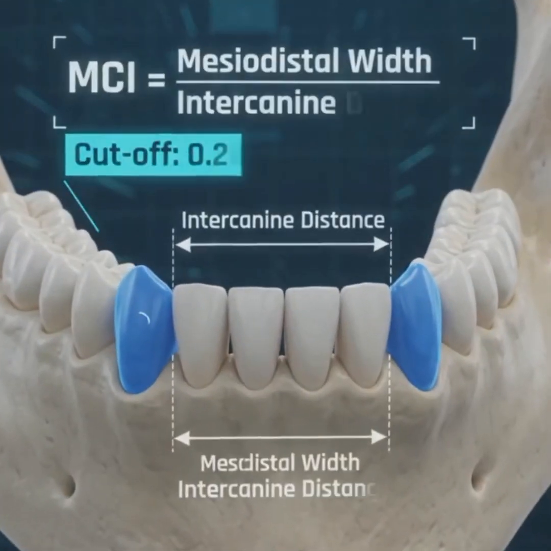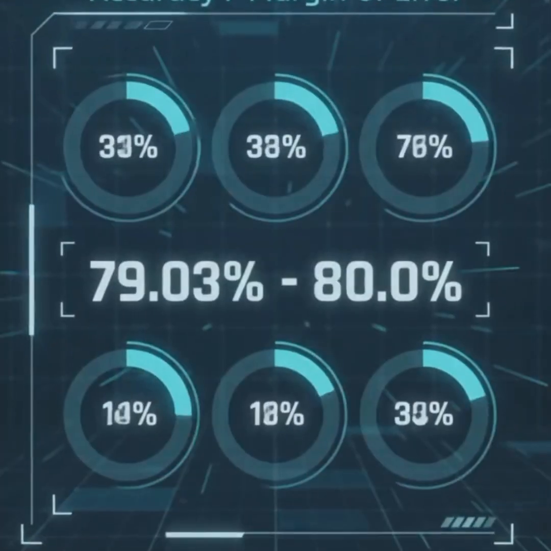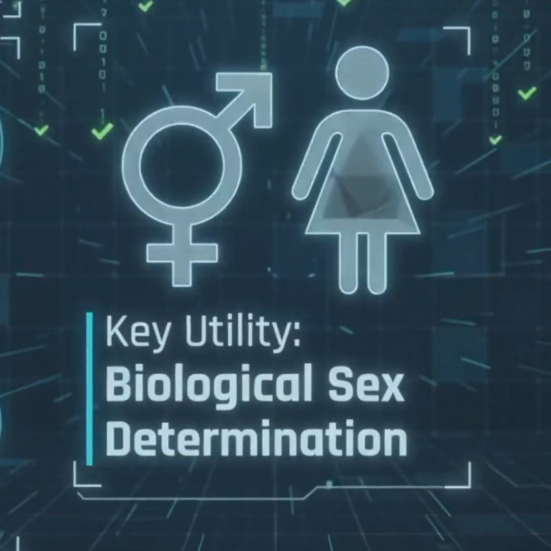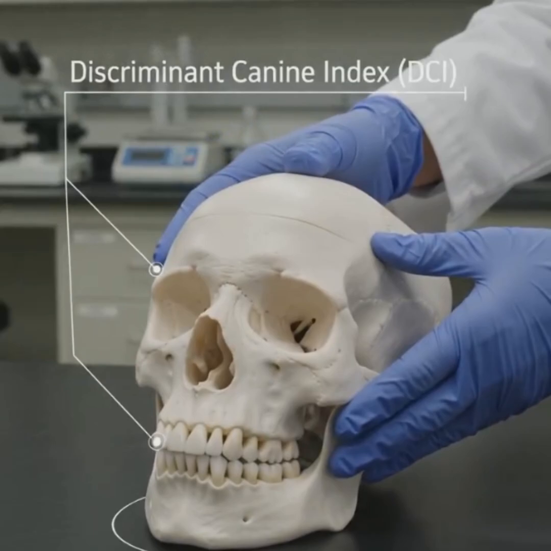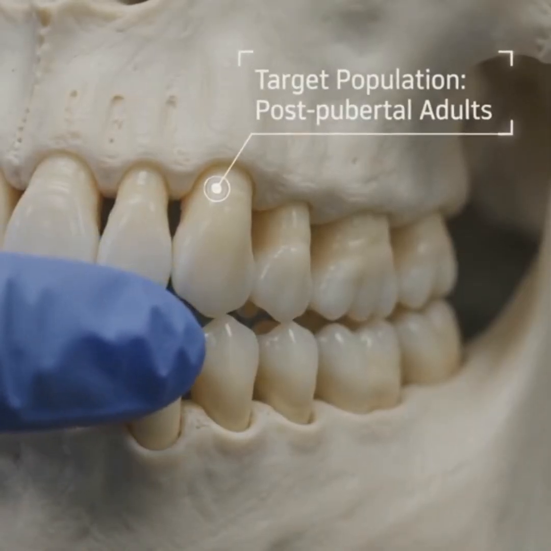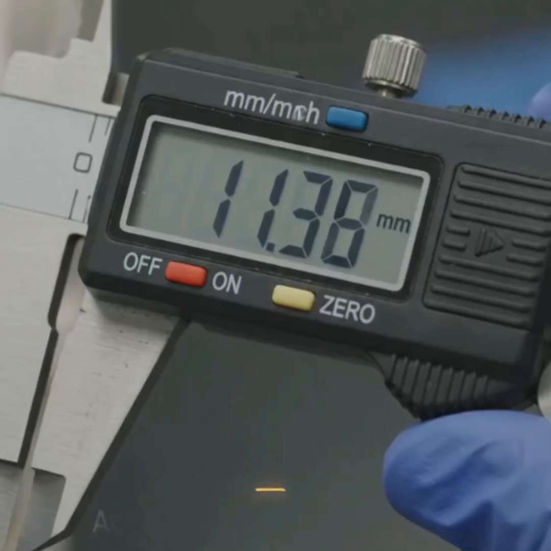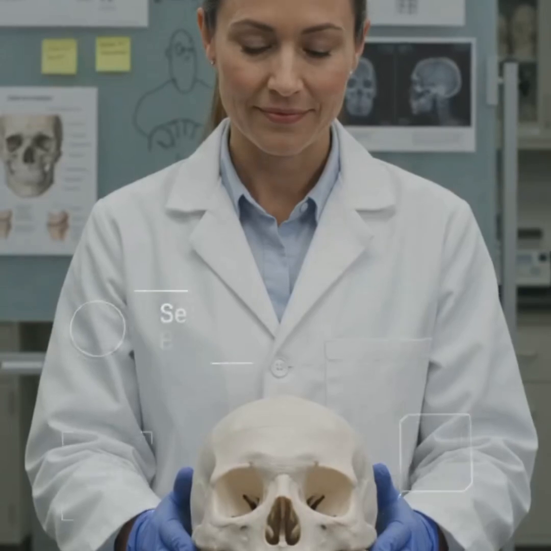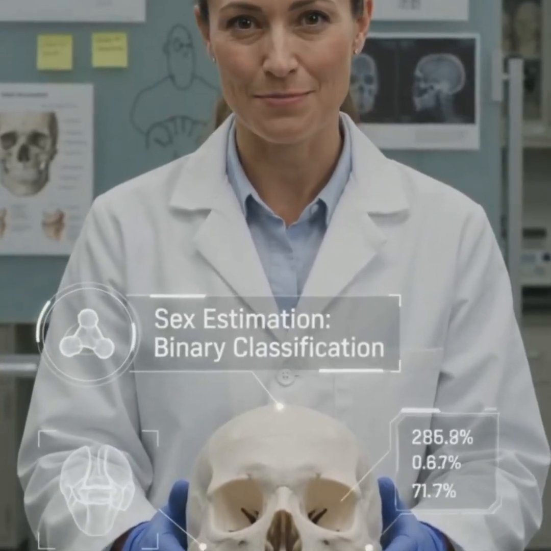The mandibular canine index, or MCI, is used on postpubertal adults. It divides canine width by intercanine distance. It is 80% accurate. It determines biological sex. The discriminant canine index limits its target population to postpubertal adults. It maintains an accuracy of over 72%, serving as a key tool for sex estimation.